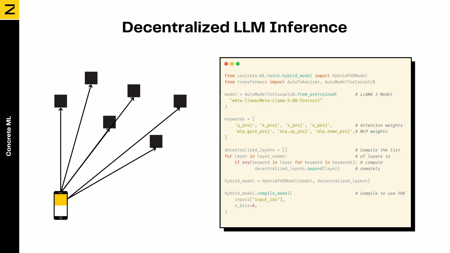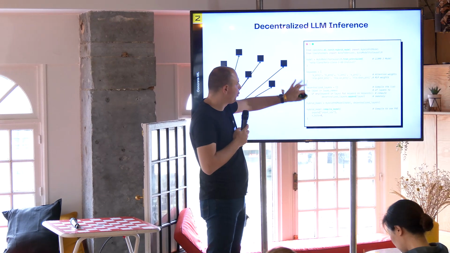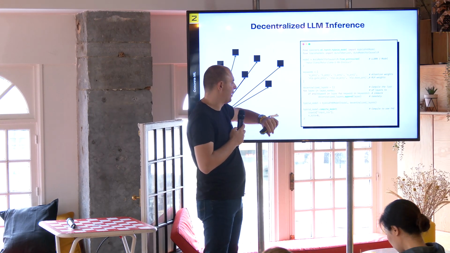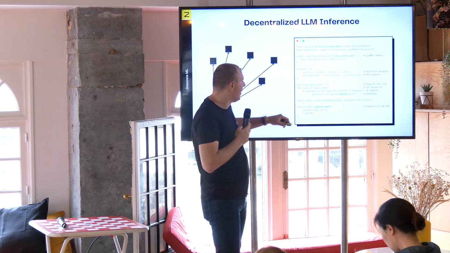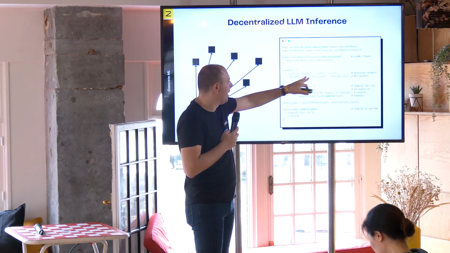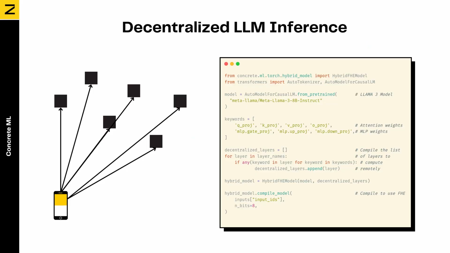And this is what the code for Llama looks like. Llama has a very large number of layers, so we're using a filter on the Llama layers to choose which ones will be executed remotely. So the decentralized layers here, we fill this up with all the layers that match these patterns. Then we compile this hybrid model, and we execute it to do all the orchestration and communication necessary to produce a token based on user input.